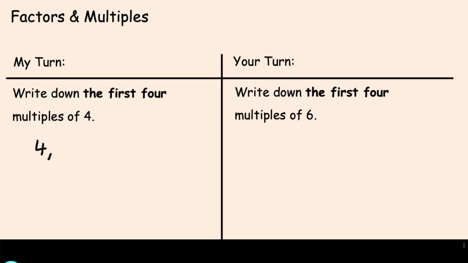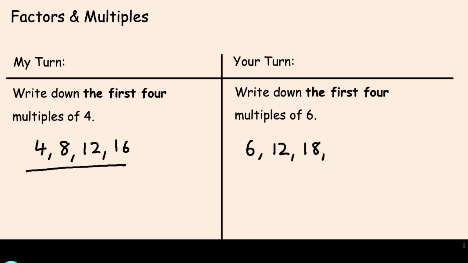4 times 1 gives me 4. 4 times 2 gives me 8. 4 times 3 gives me 12. And finally, 4 times 4 gives me 16. These are the first 4 multiples of the number 4. I'd like you to have a go at the one on the right-hand side, finding the first 4 multiples of 6. Right, so the first 4 multiples, you should have 6, 12, 18, and 20.